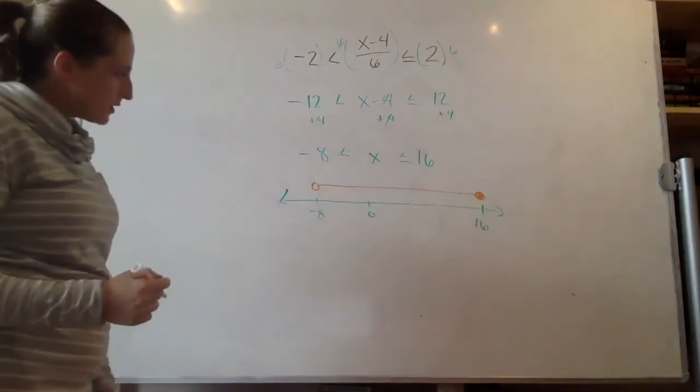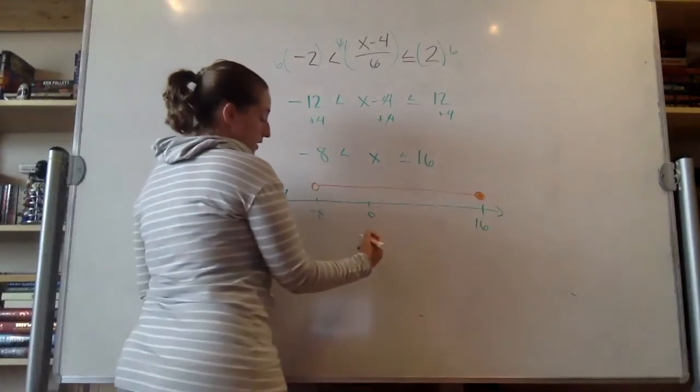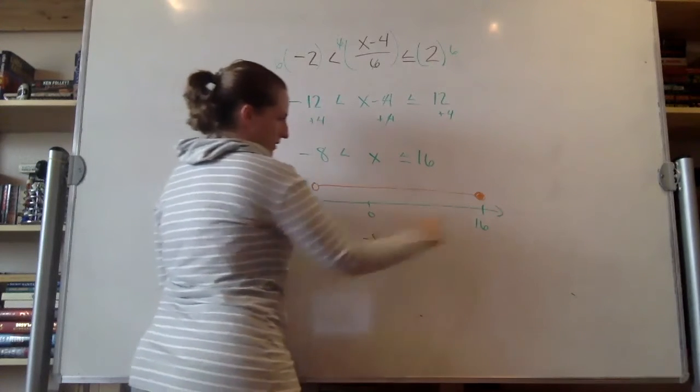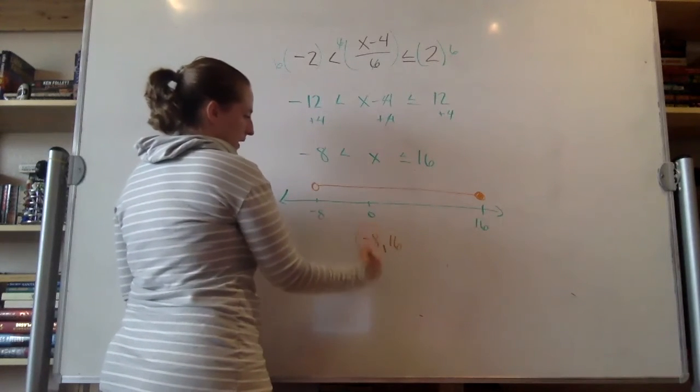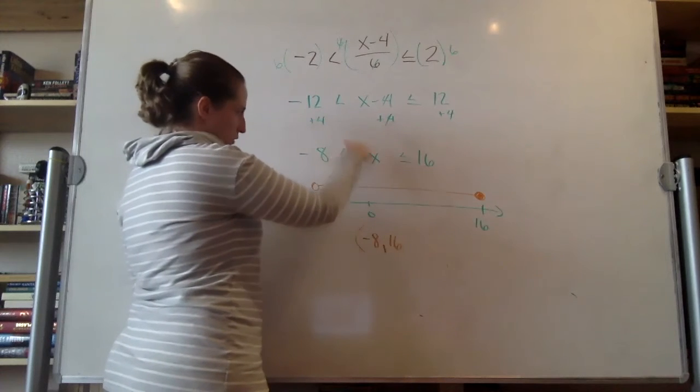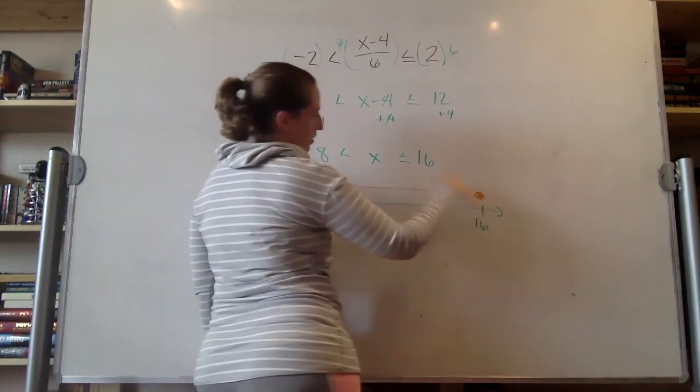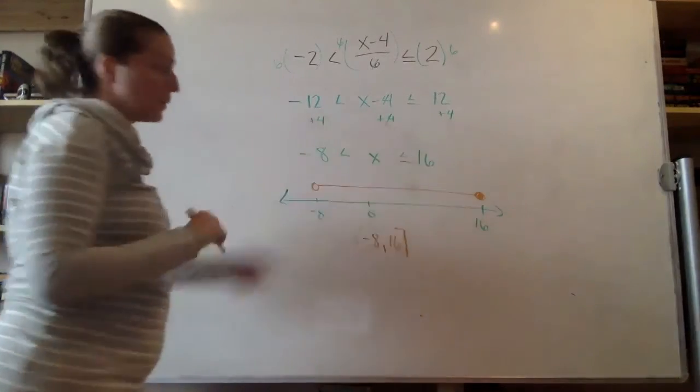Okay. So here's my interval. As an interval notation, this would be -8 to 16. I always work left to right. I'm not going to include -8, open circle, strictly bigger than. I am going to include 16. Closed in circle, smaller than or equal to. So there's our solution.